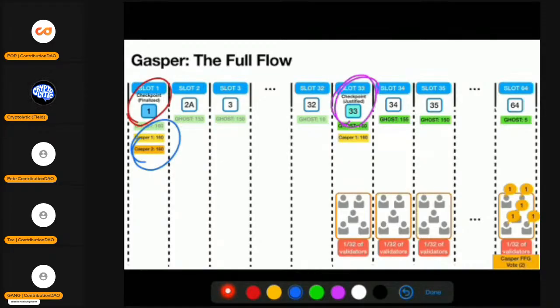Is there any question so far? This is all of your slides, right? Yeah, this is the end of the lecture, and that is how Ethereum works under the hood.